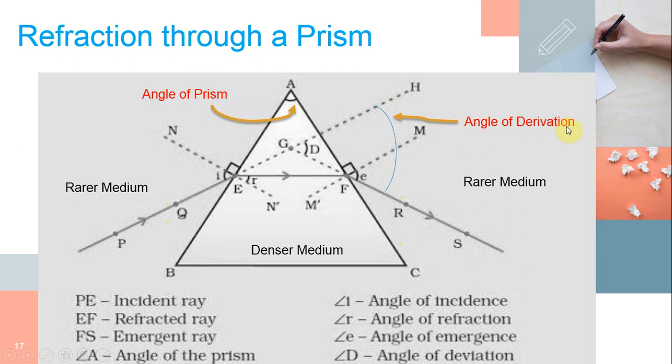I think this deviation is spelled wrong, so you have to correct it. So this is D, that is the angle of deviation. DEVIATION. So angle of deviation.